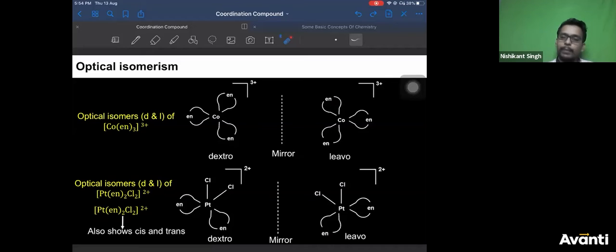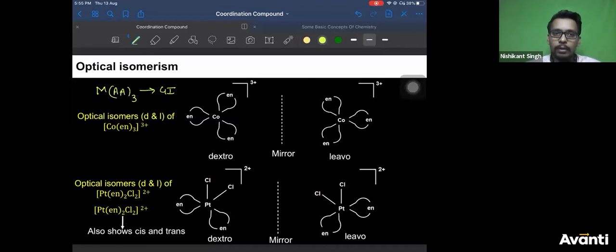So if you talk about bidentate ligands, see, this is of the type M(AA) whole thrice. Right? Do you remember? Does it show geometrical isomerism? Bidentate ligand? No, it does not show geometrical isomers because all ligands were the same. Right? But it will show optical isomers. Now see why it shows optical isomerism.